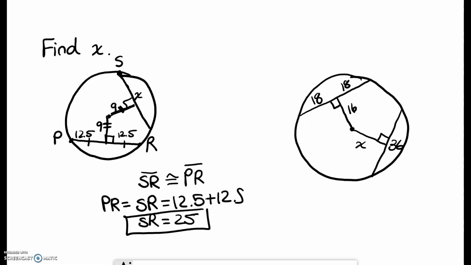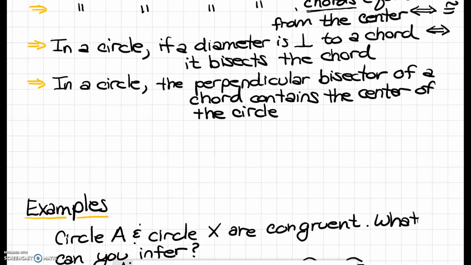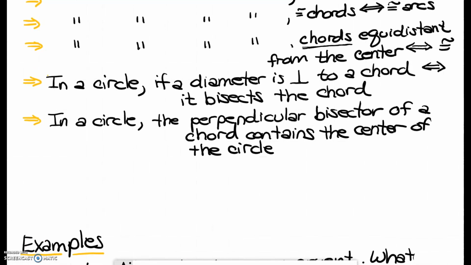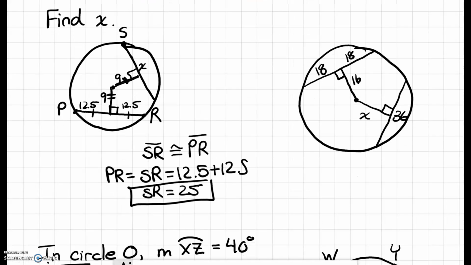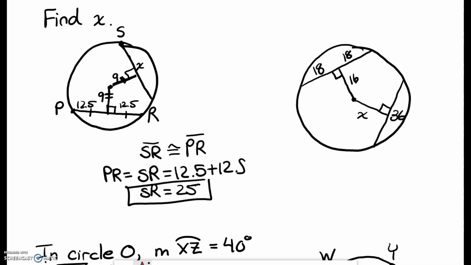All right, so how about x here? Well, we're told in the same theorem, right? If we read this theorem backwards, within a circle or two congruent circles, if we have congruent chords, then they are equidistant from the center. So do we have congruent chords? Let's see.